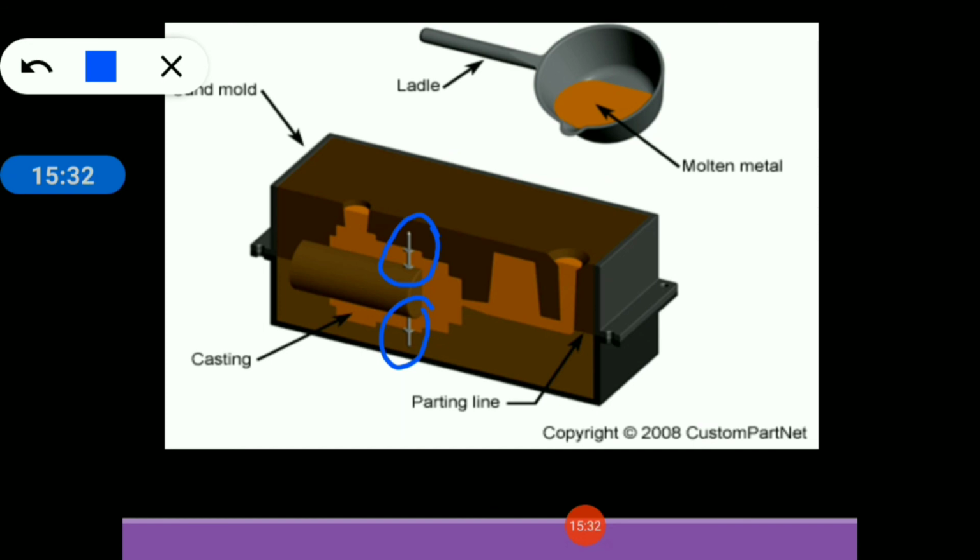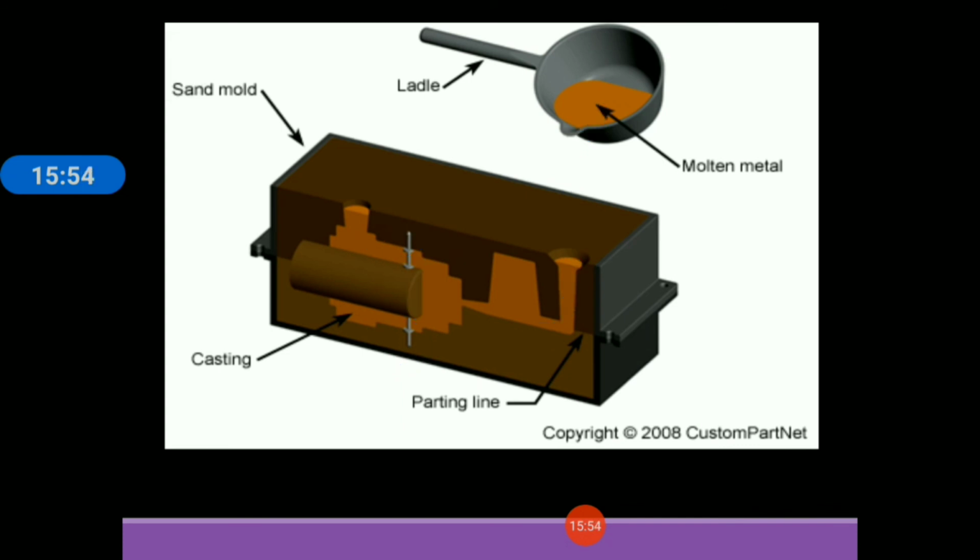And due to the higher temperature of the molten metal, the chaplet can melt after some time and merge with the molten metal. That's why these chaplets are made from parent metal. Whatever the metal of the product, the chaplets are made from that same material.